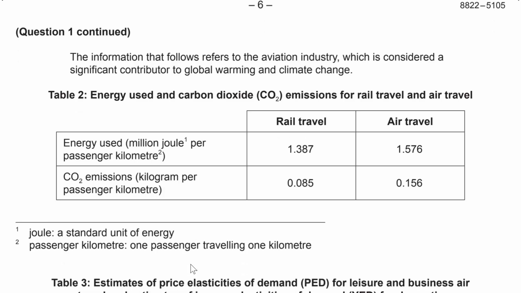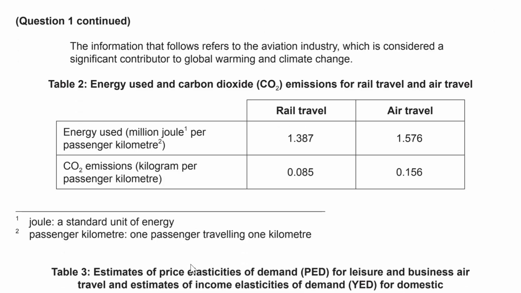Okay, so in the next part of this question, we've got some tables about CO2 emissions. So let's have a quick read. The information that follows refers to the aviation industry, which is considered a significant contributor to global warming and climate change. Okay, Table 2 shows us the energy used and the CO2 emissions for rail and air travel.